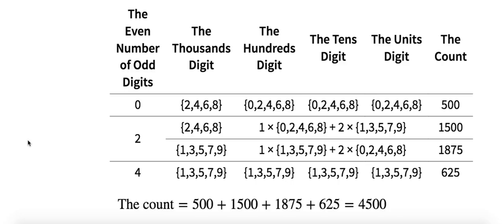The even number of odd digits could be 0, 2, or 4. In the case of 0 odd digits, we have 4 options for the leading digit and 5 options for each of the 3 remaining digits. So the count is equal to 4 times 5 times 5 times 5.